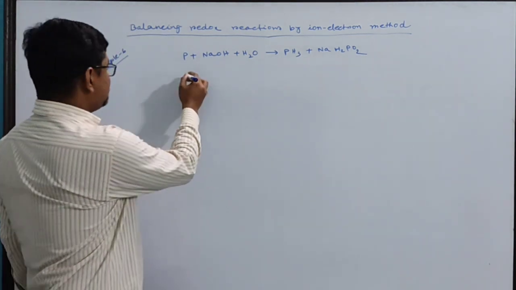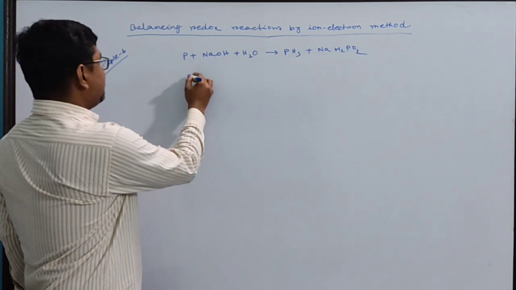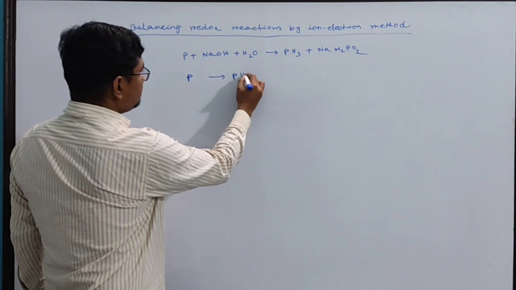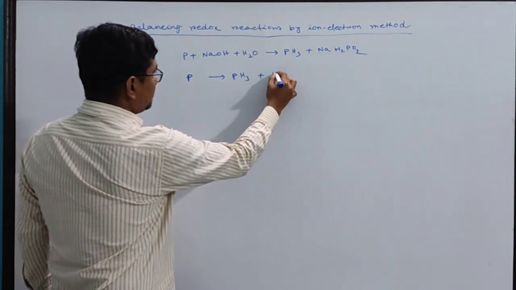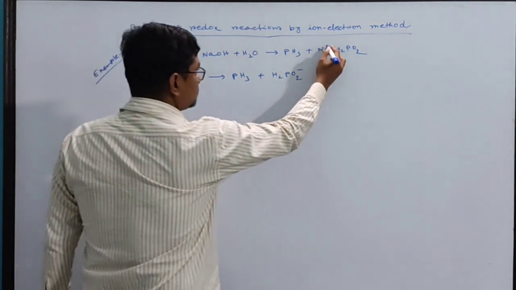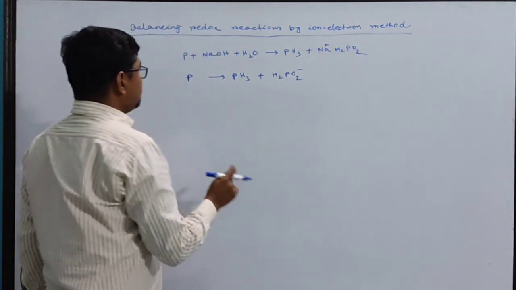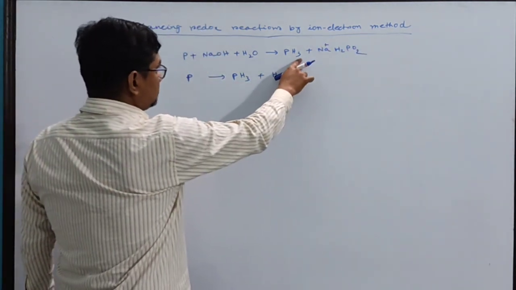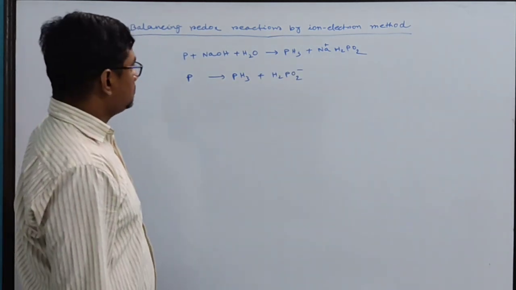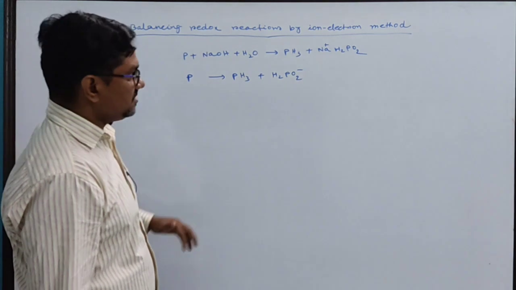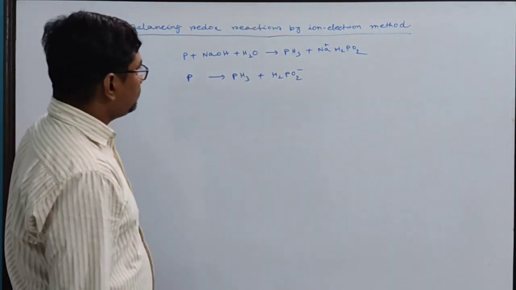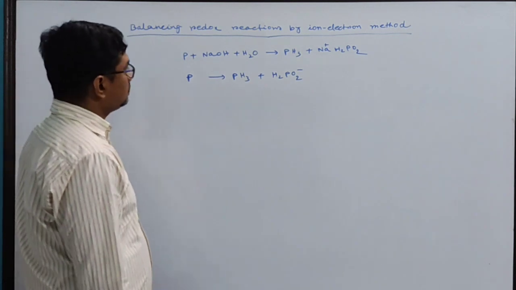Actually not much to write here in the ionic form, because phosphorus is giving the two species, that is PH3 and H2PO2 minus, because Na plus and H2PO2 minus. PH3 should be written as it is because PH3 is a covalent molecule. So we cannot write it as ionic form. So this is the ionic form of the main changes.